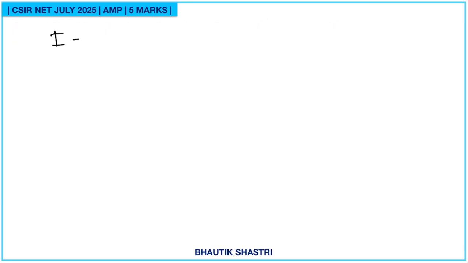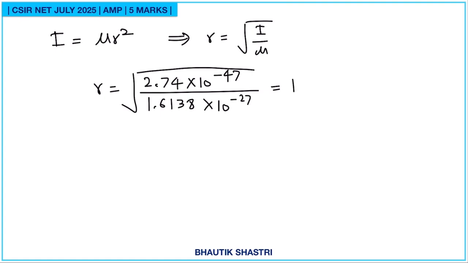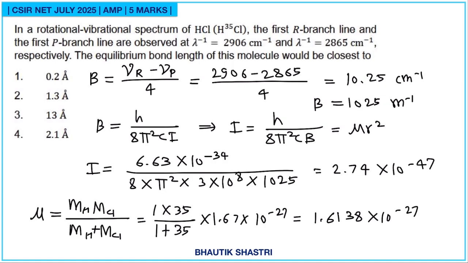Now moment of inertia I is equal to mu into r square. So r is equal to under root I by mu. So r is equal to under root 2.74 into 10 to the power minus 47 upon 1.6138 into 10 to the power minus 27. This is equal to 1.3 into 10 to the power minus 10 meter, which is 1.3 angstrom. So option 2 is correct.